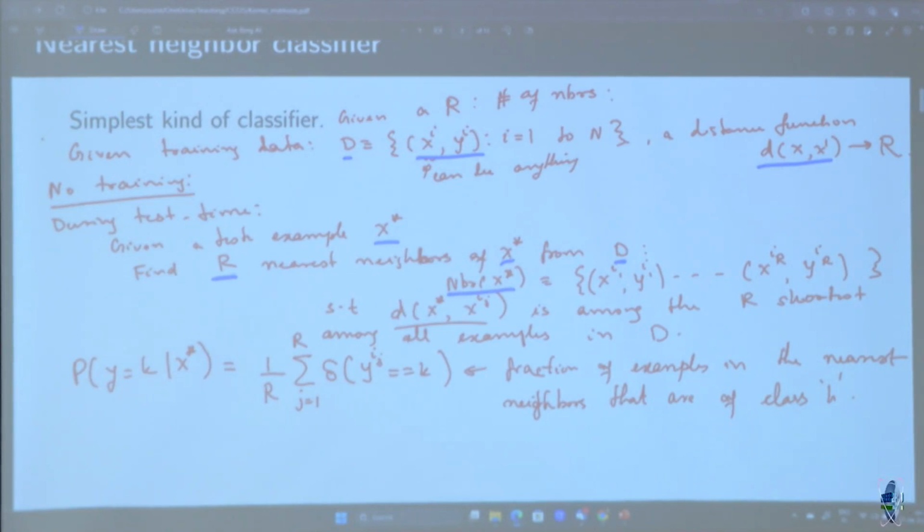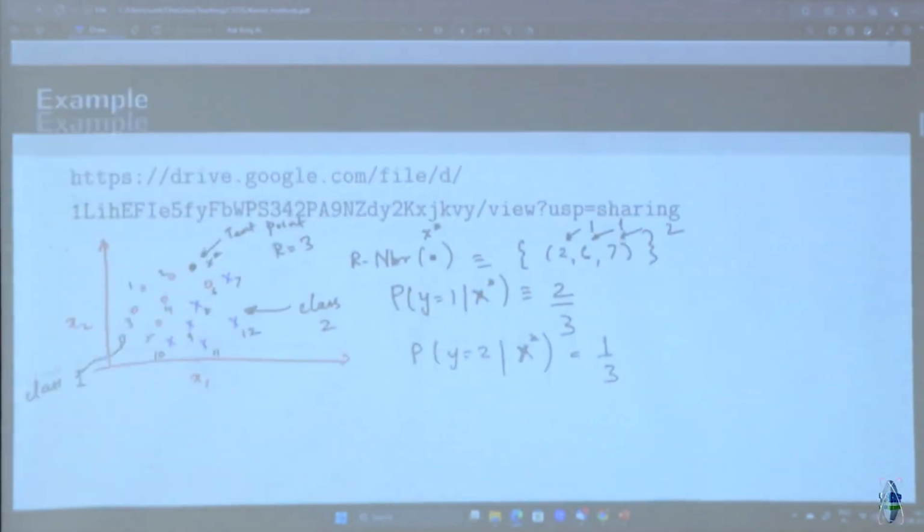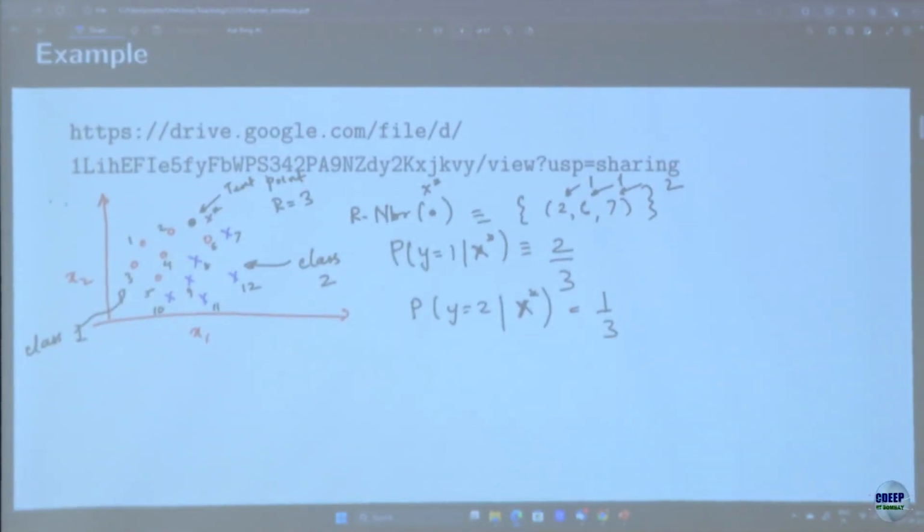And now, if I were to say in English how you do the nearest neighbor classification, among the neighbors of X star, you just predict the fraction of examples belonging to different classes. Okay, and this is just saying the same thing in math form. You are just outputting the fraction of examples in the nearest neighbor set, which is the neighbor X star set, that belong to class K. Is that clear?